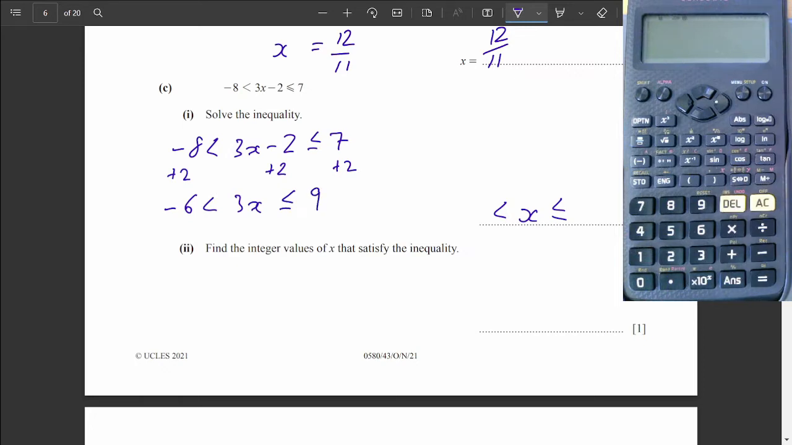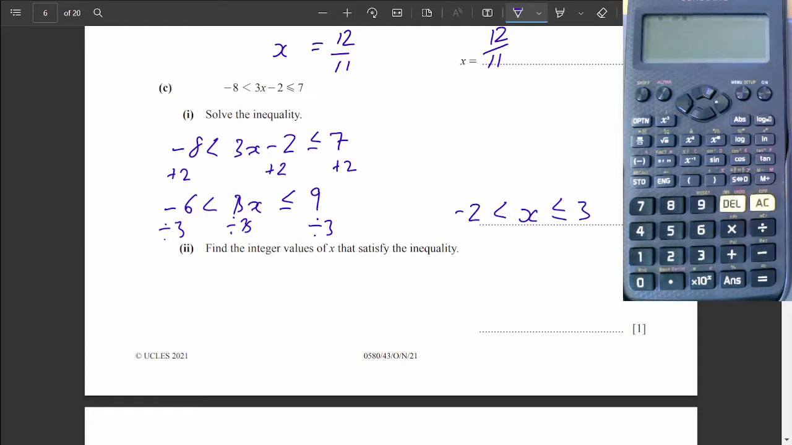Next step is to get rid of that 3. So we divide by 3. We do that on both of the other sides. Okay, 9 divided by 3 is 3. 3 divided by 3 will cancel. We're left with the x like we wanted. And minus 6 divided by 3 gives me minus 2.